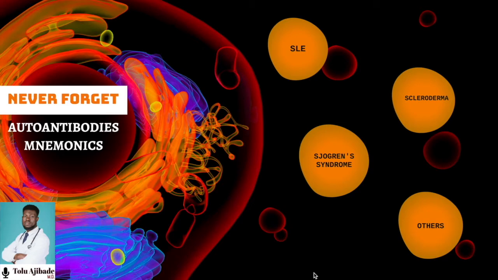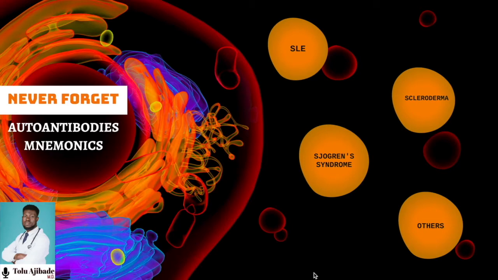Because I know personally this had always been quite an uphill task for me. Trying to remember these antibodies, I keep learning them and keep forgetting them because they're actually very easy to forget. So we'll be looking at the autoantibodies of SLE, scleroderma, Sjogren's disease, autoimmune hepatitis, systemic sclerosis, Wegener's granulomatosis, rheumatoid, and the likes. Okay, so let's get into it.